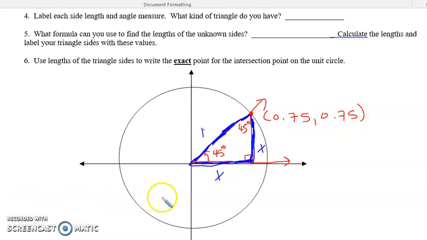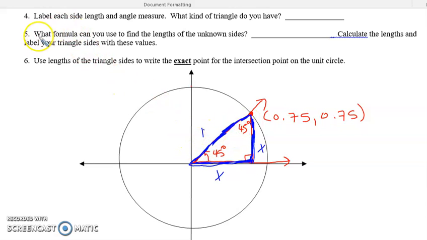Okay, so we got to this point in class today where we drew our triangle, and we said that the x value of one of the legs of the triangle had to be the same as the y value, so we called them both x's. And then because this is the radius of the circle, we said that the length of this part of the triangle, the diagonal part, had to be equal to 1.